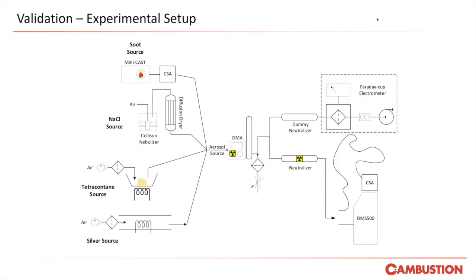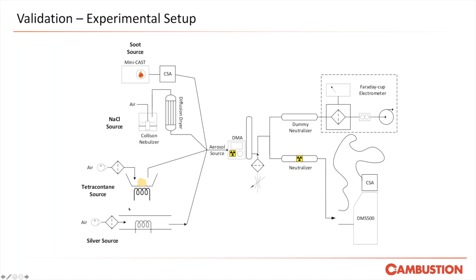So here we have the experimental setup used to validate the catalytic stripper accessory. On the left-hand side, we have various sources of particles, both solid and volatile. At the top, we have a mini cast, which is a propane soot generator with a flame in it. This is followed by another catalytic stripper accessory just to ensure the particles coming out of that propane flame are in fact all solid. Below that, we have a sodium chloride particle source, which consists of a nebulizer with sodium chloride solution in it and a diffusion dryer to remove the water from those particles.